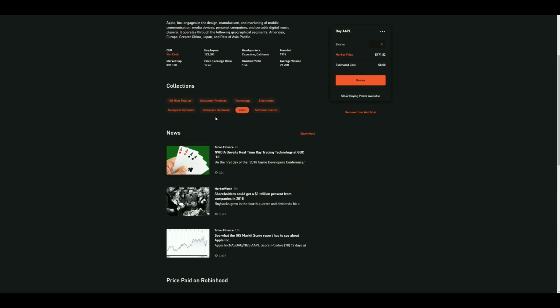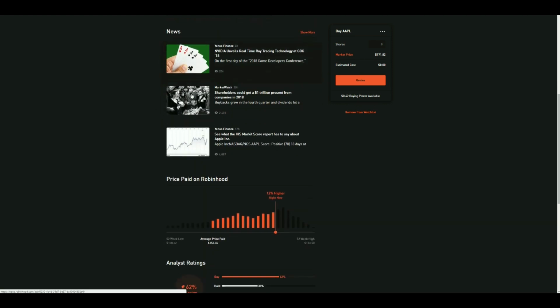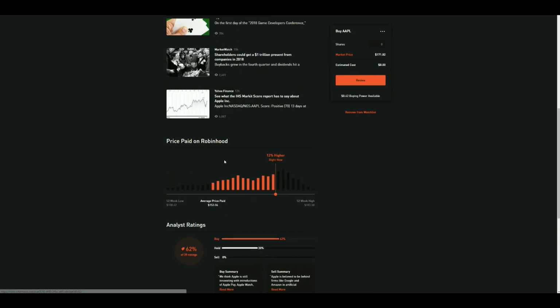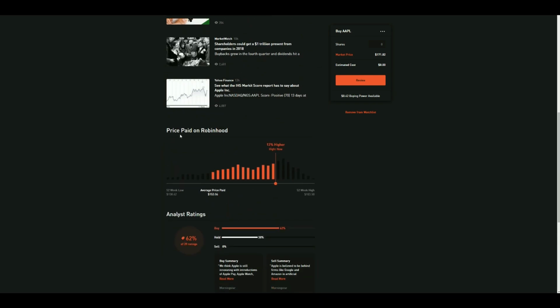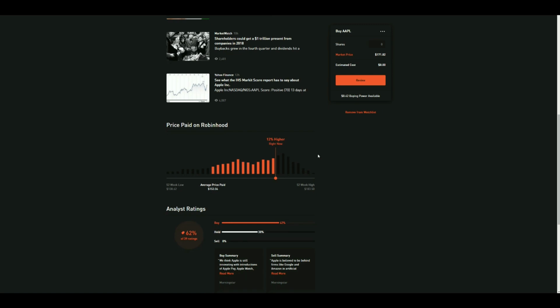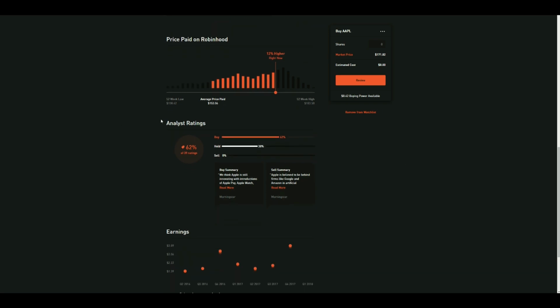So it's part of a few different collections here. Talks about news pertaining to it. I think this is really interesting here. Price paid on Robinhood. So the average person that invests over on Robinhood paid $153.06 for Apple. So they're up right now 12%. So majority of those investors that have invested through Robinhood are positive in their investment on Apple. The analyst rating gives this a 62%. And they kind of give some ratings down here.